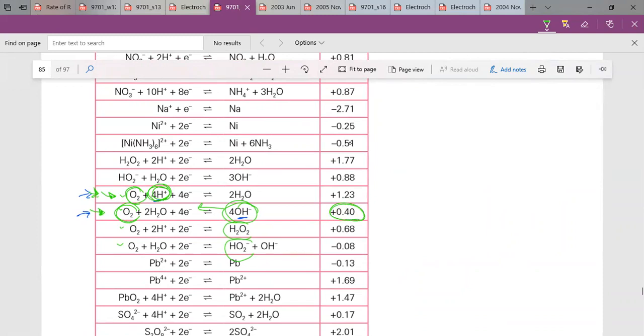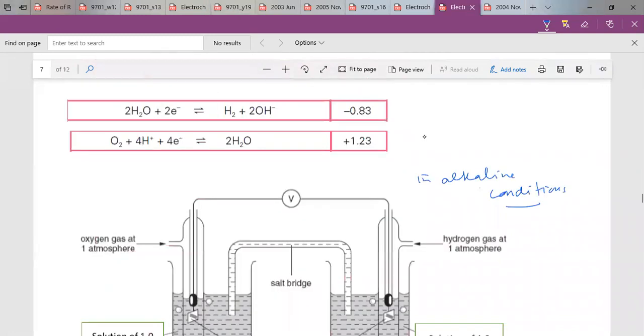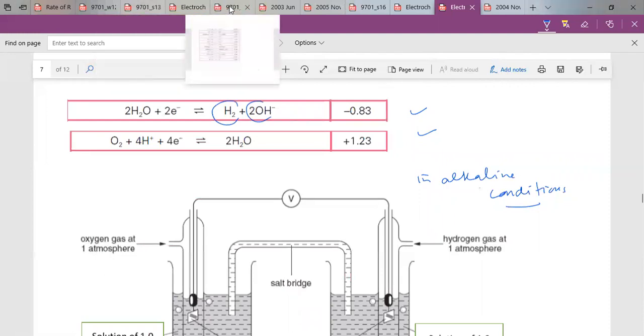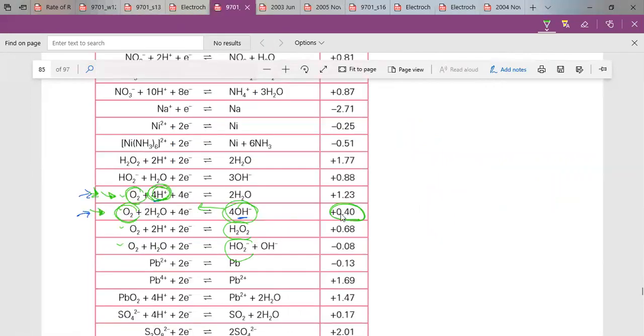Got it? Now let's go back to here. I cut and paste for you. Hydrogen with alkali, minus 0.83. It's not 0.00 anymore. Oh, I cut and paste wrong. Sorry guys, I was hurrying. Hurry is terrible. Now we click on here. It's plus 0.4.